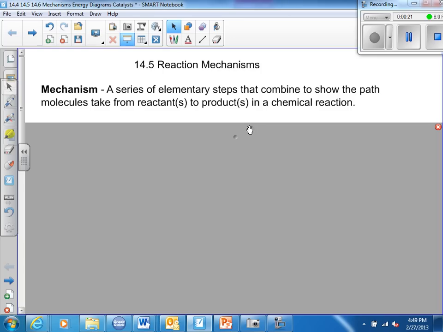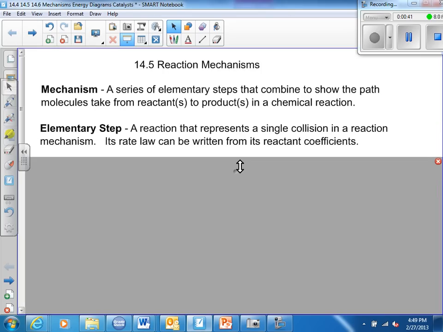So up until now you've just seen an overall balanced reaction, but you haven't seen how two molecules collide to form something, and those then collide with another thing to form something else, and there's a series of steps that take place to get to the overall complete reaction.